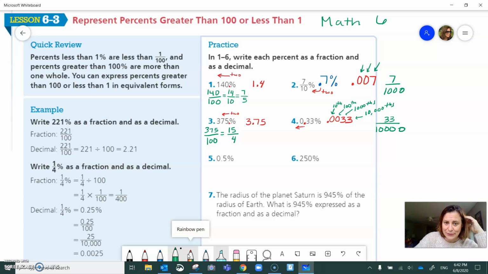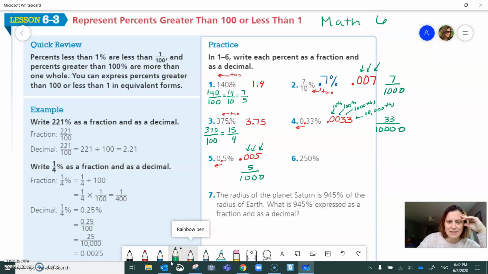The last two, 0.5%. Let's do the decimal first. That seems to be easier. We're going to take the decimal and move it 2 places that way. So that's 0.005. This is the tenths, the hundredths, the thousandths, so it's 5 thousandths. Half of a percent. 0.5, yep.